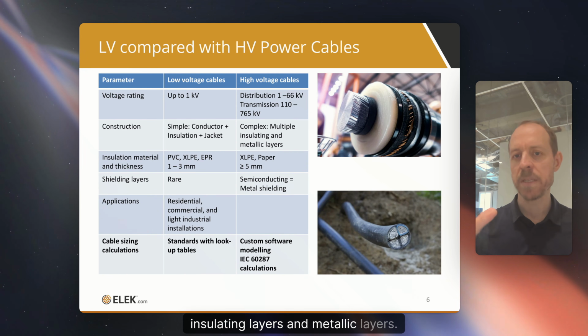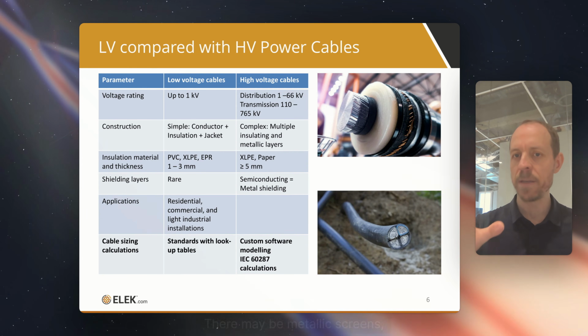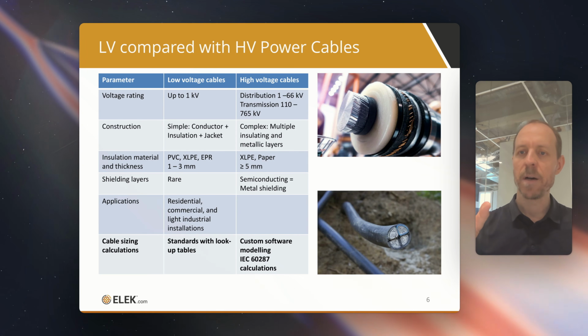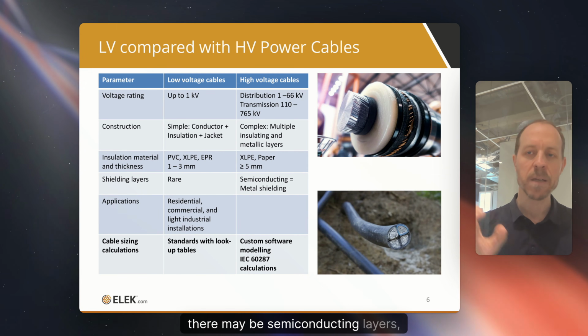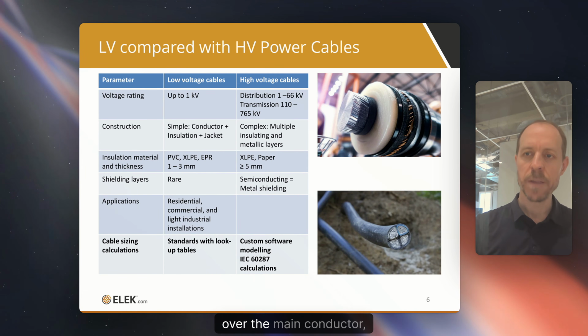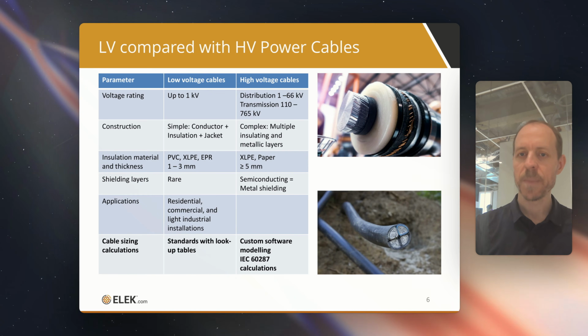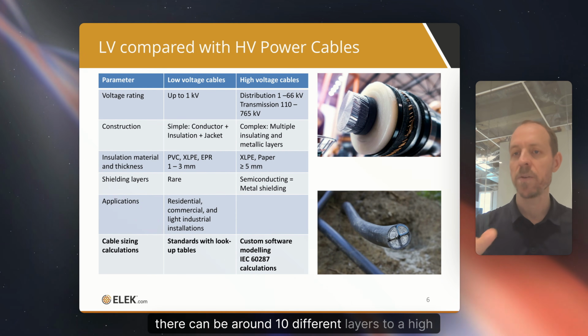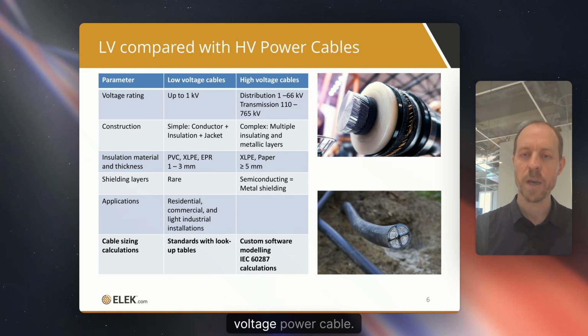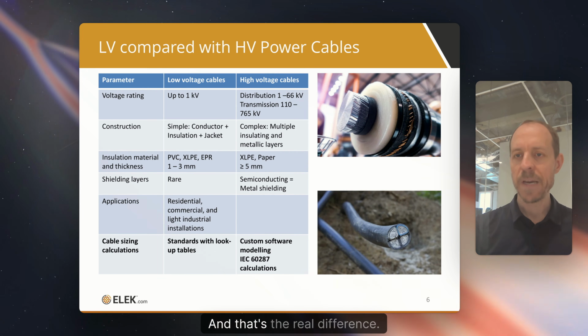Insulating layers and metallic layers. There may be metallic screens, metallic sheaths. There may be semiconducting layers over the main conductor, etc. So there can be around 10 different layers to a high voltage power cable. And that's the real difference.